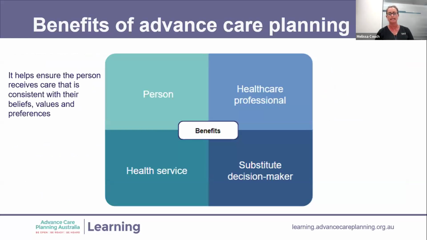Obviously, the main one is for the person. It's that person-centered care. It's about what's important to that individual. And it helps ensure that the person can receive care that is consistent with their values and preferences. Quite often, especially in the hospital system, if someone comes into the hospital, we may never have met them before. So it's really hard if that person can't speak for themselves to know what is important to them on an individual basis.